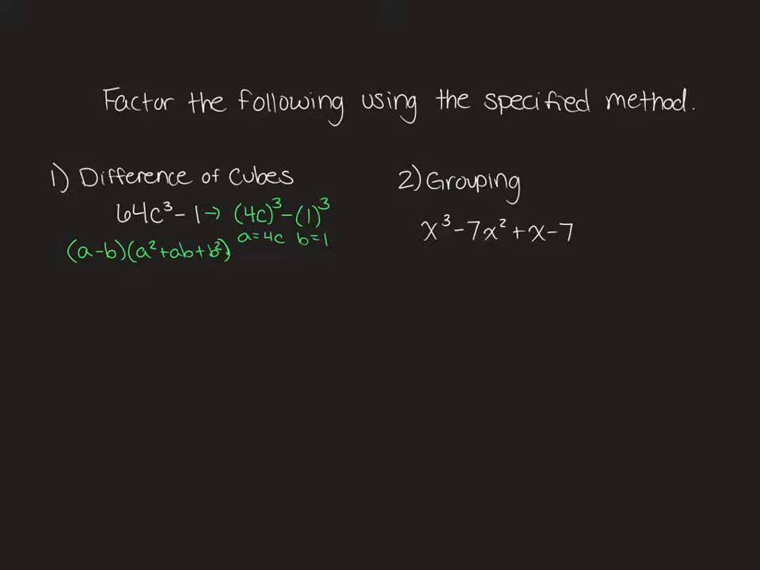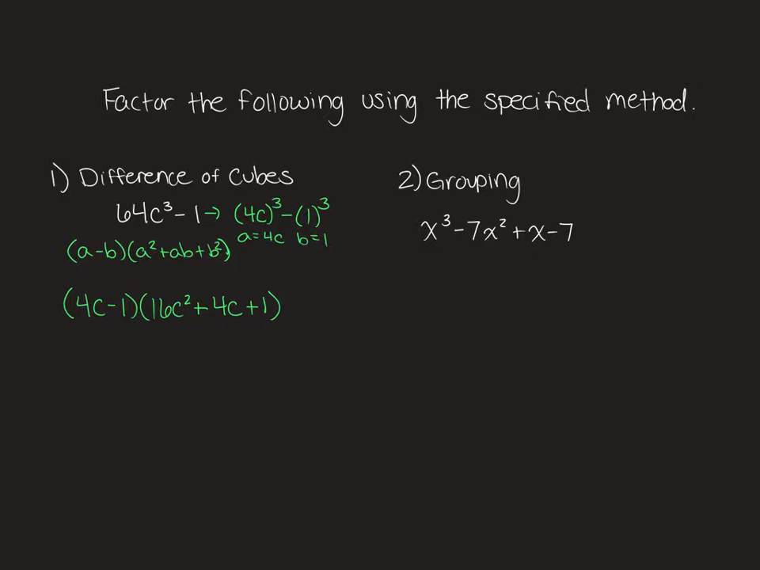So we just plug these into the formula here, so we'll have (4c minus 1) times a squared, so (4c) squared would be 16c squared, plus a times b, so 4c times 1 is 4c, plus b squared, 1 squared is just 1, and that's your factored form.